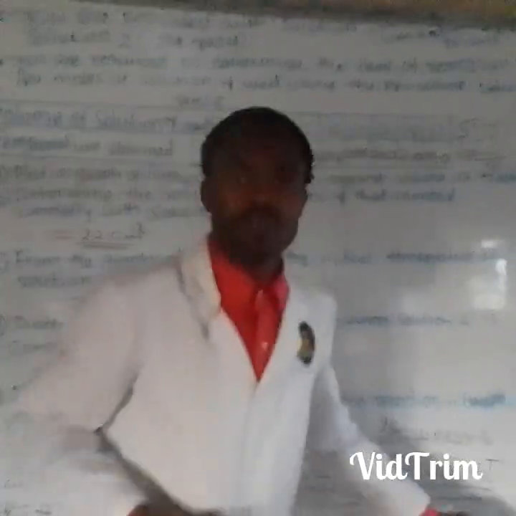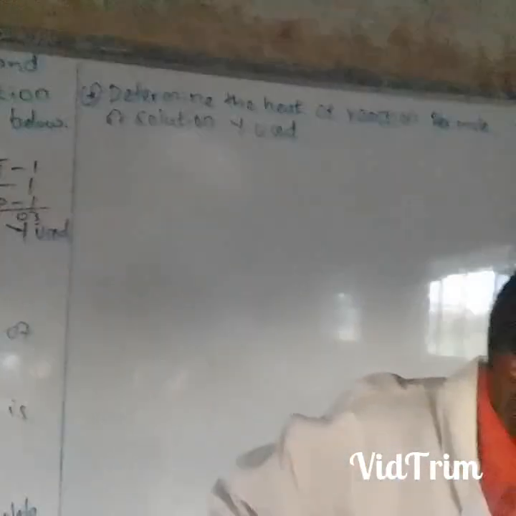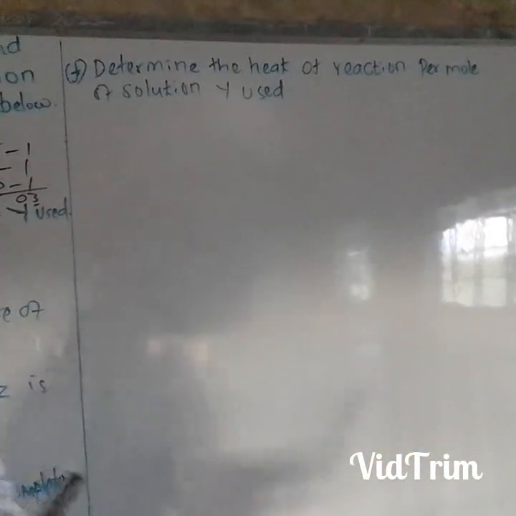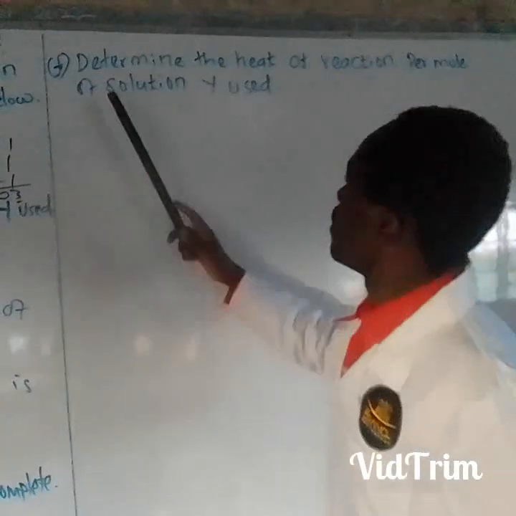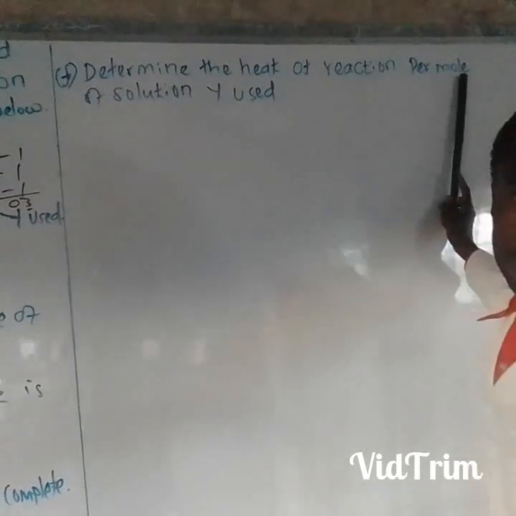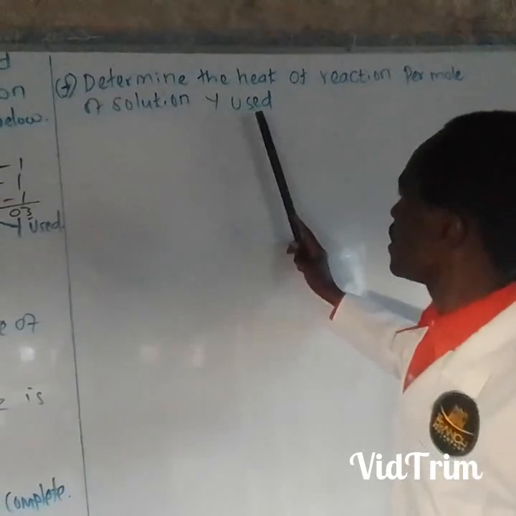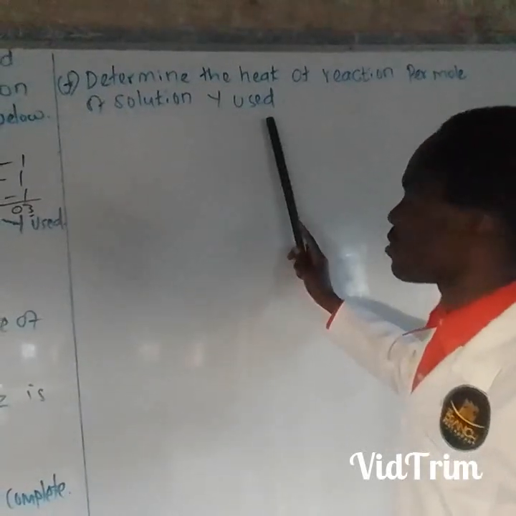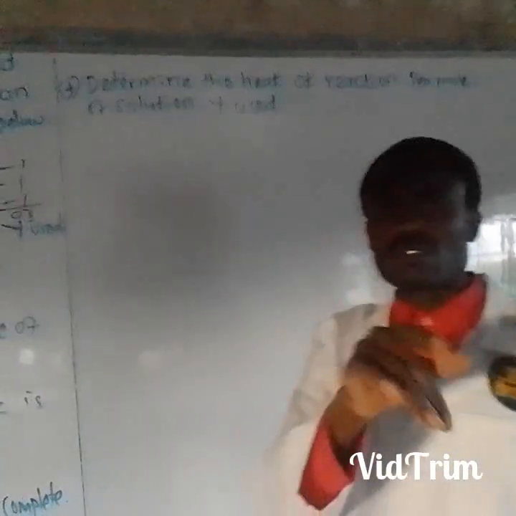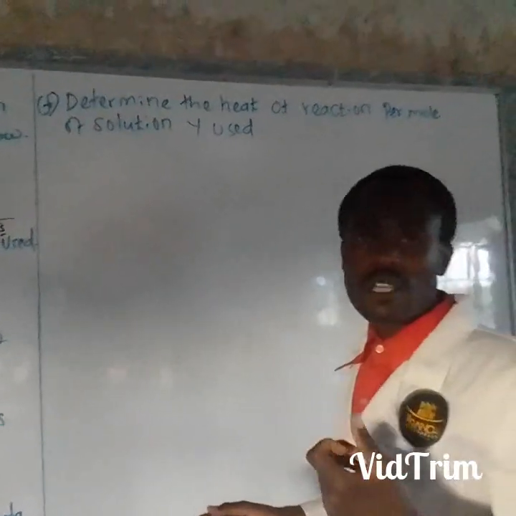So my student, let us move to the last question. And as I finish, my student, this is the last question. So the last question reads, determine the heat of reaction per mole of solution Y used. So my student, this one is very simple. And many students sometimes don't do well in such questions. Why? Because of lack of patience.